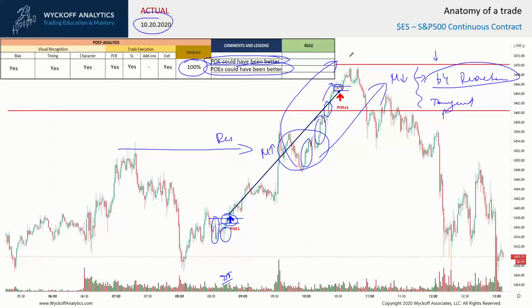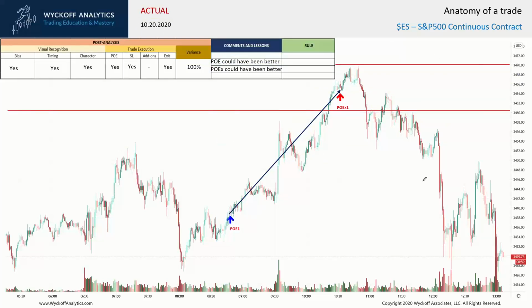A better exit would be on the climactic bar and on the change of behavior bar. And that would be a more optimal exit here, from a tape reading point of view. And that would be even a perfect trade. This is just a good trade, but it could have been better.